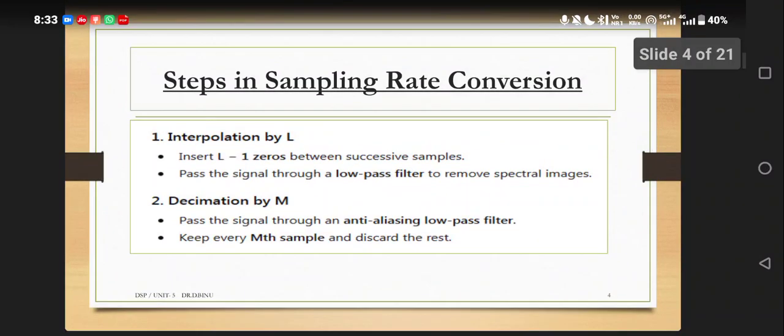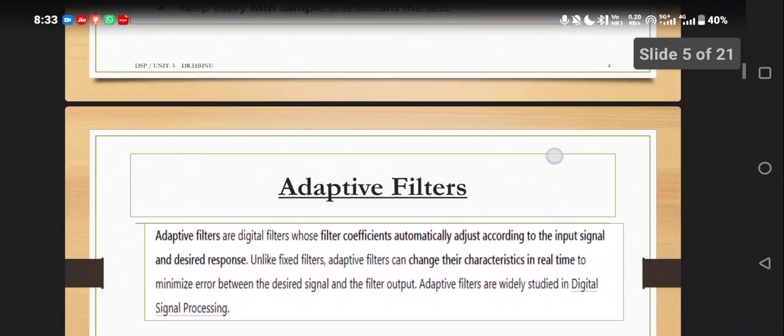Steps in sampling rate conversion. First, interpolation by L. Insert L minus 1 zeros between successive samples. Pass the signal through a low pass filter to remove spectral images. Second step, decimation by M. Pass the signal through an anti-aliasing low pass filter. Keep every Mth sample and discard the rest.